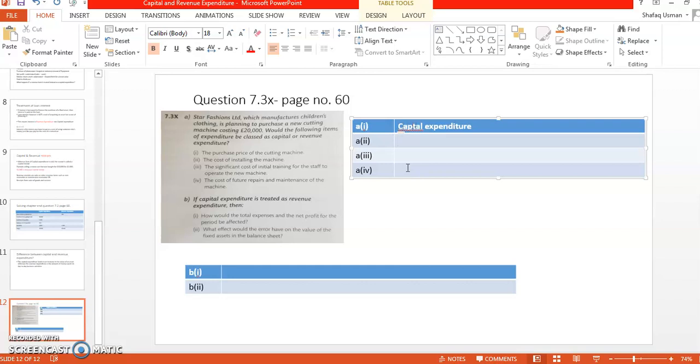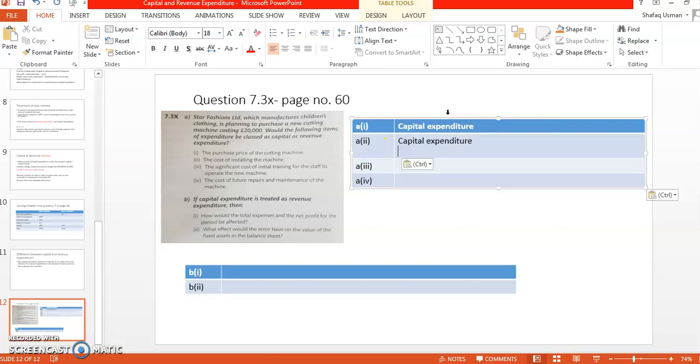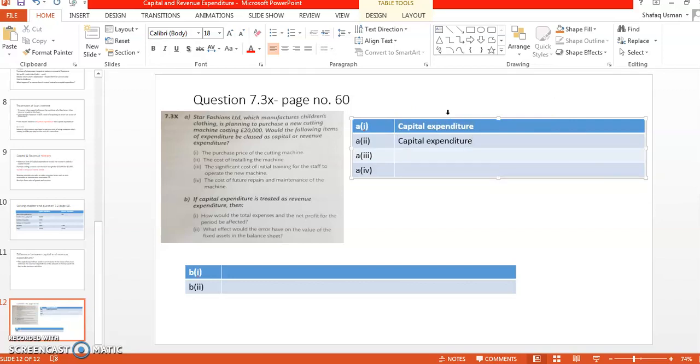Next, the cost of installing the machine. If you remember the definition of capital expenditure which we did earlier, the initial cost of installation, delivery, training, all of those costs are classified under your capital expenditure. So it means this is also going to be your capital expenditure because you're installing the machine for the first time.